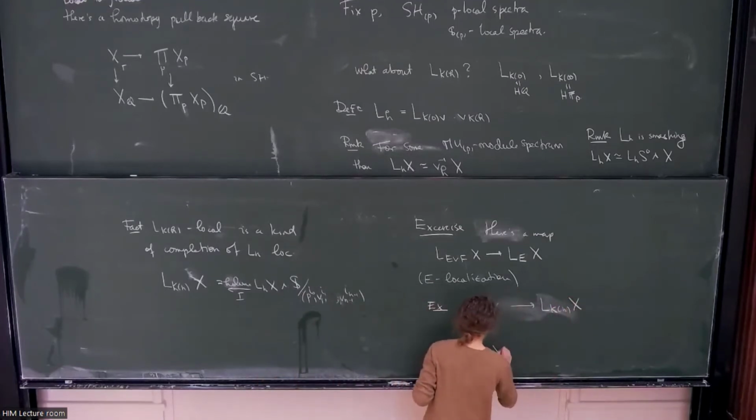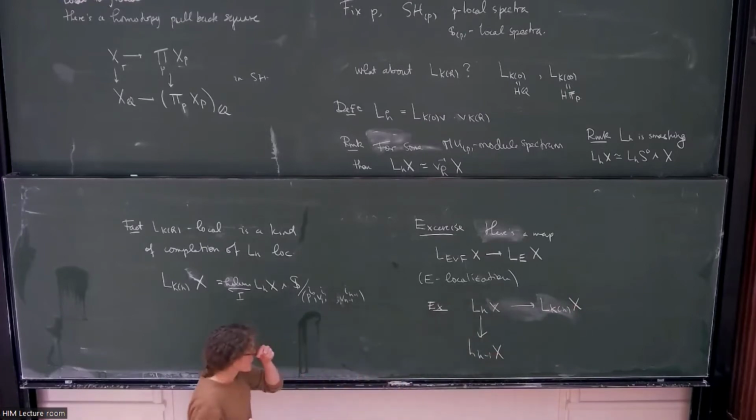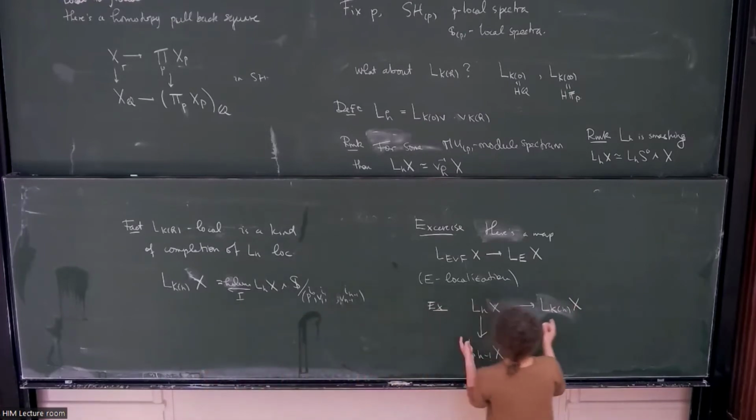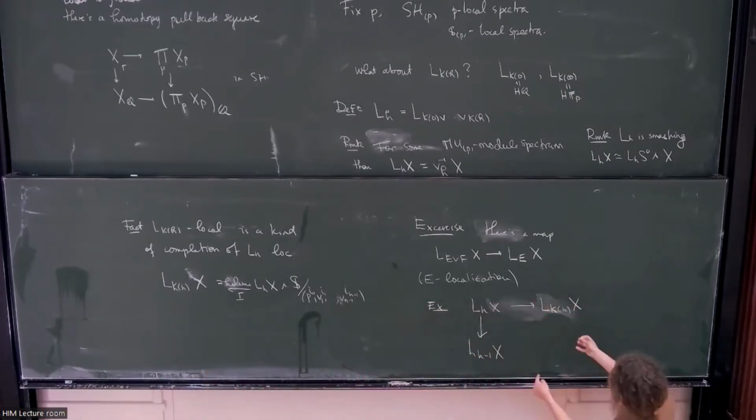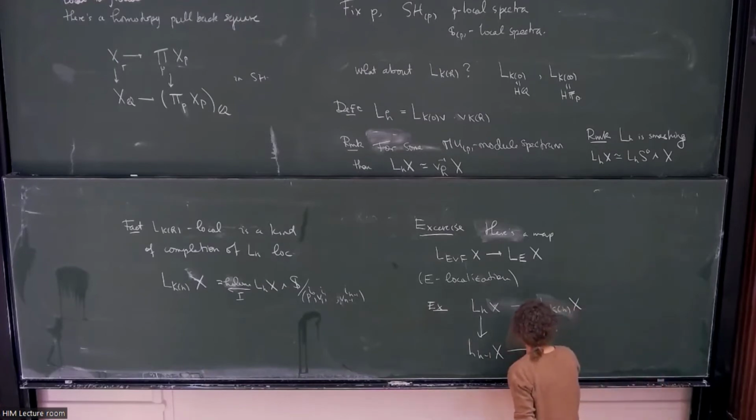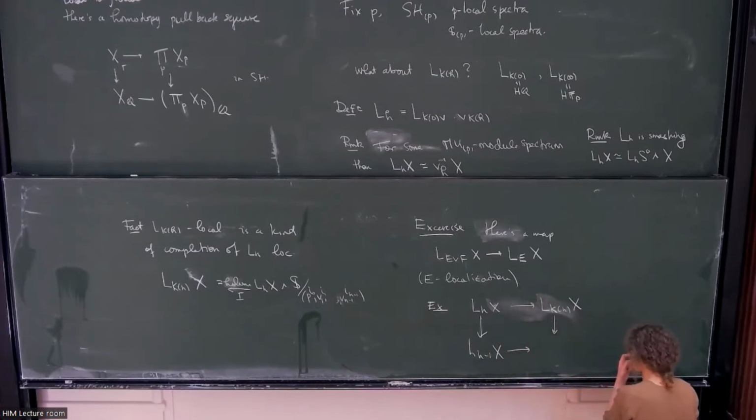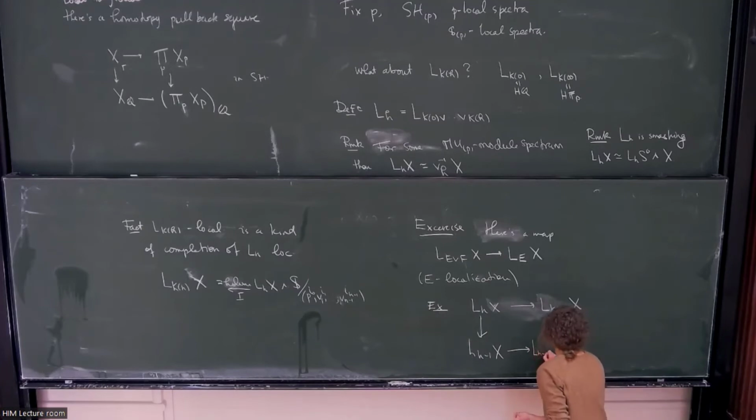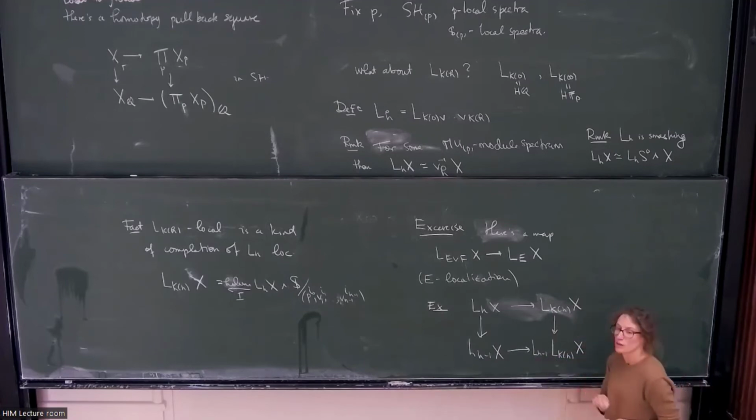So now let's stick some things here. So I get maps like this. And now this wants you to finish it into a square. So this is actually a homotopy pullback square. And the bottom corner is this. So first you K localize, then you h minus 1 localize.